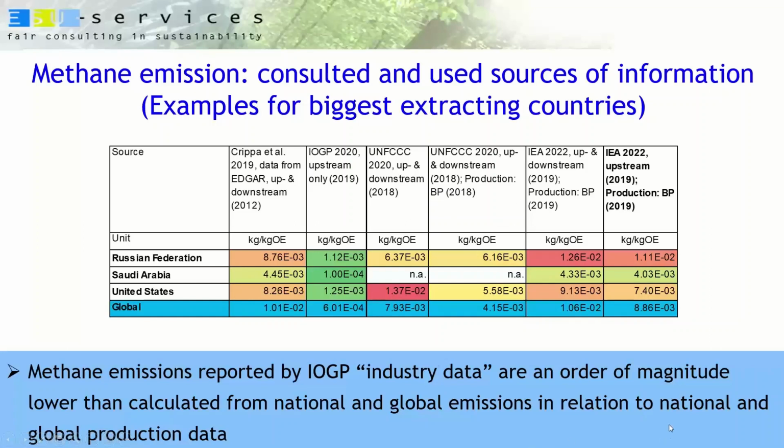We evaluated these different literature sources and finally took the International Energy Agency statistic because they differentiated between upstream and downstream emissions, and also between onshore and offshore emissions. And it was possible to relate this data for the reference year to the global production statistics. The final global emission factor is then 0.8 or 0.9% of oil equivalents emitted as methane.